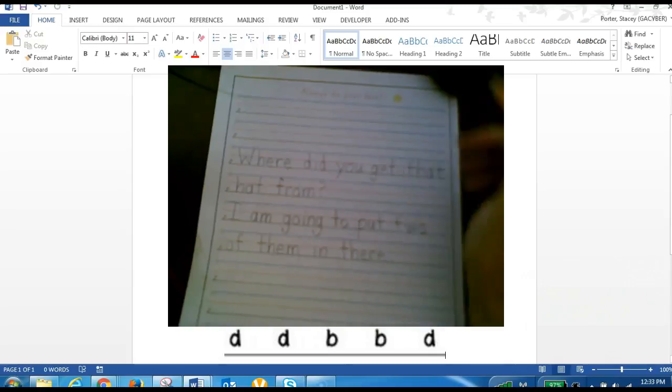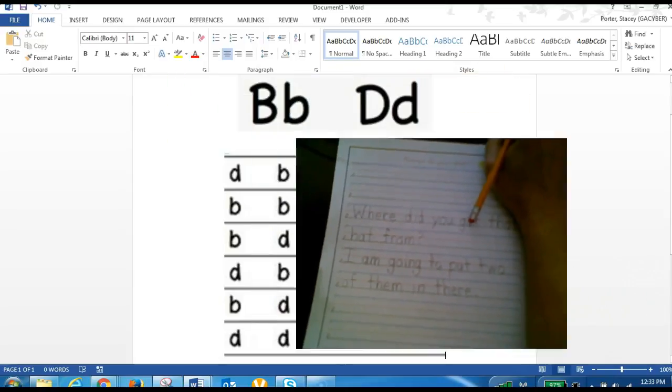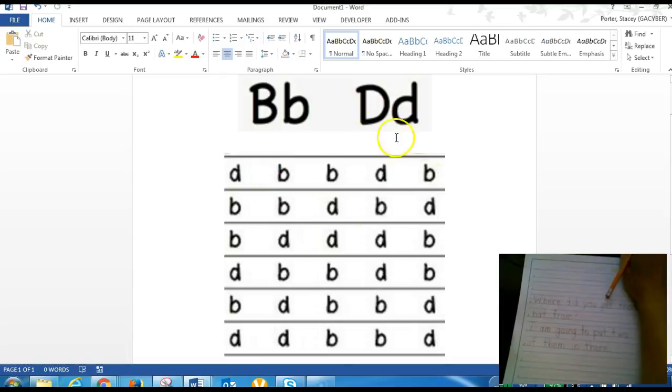Great work, and don't forget to practice your B and D. And what other letters are like this? P and Q. Those get confused a lot, so you could try those as well. All right, enjoy your writing.